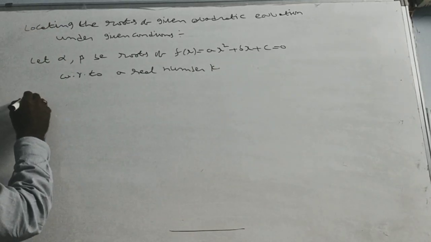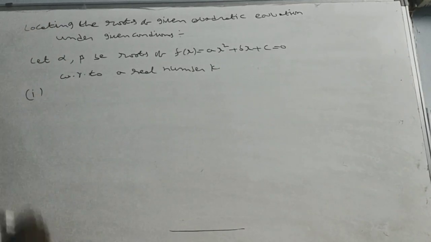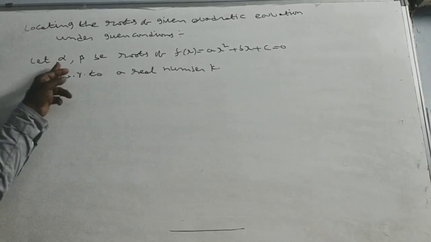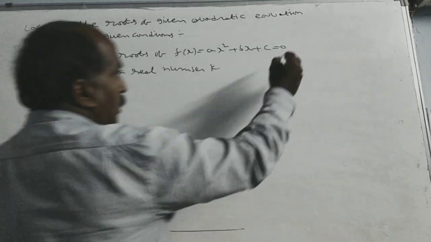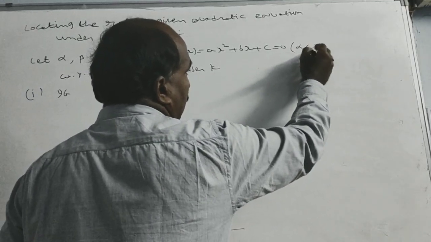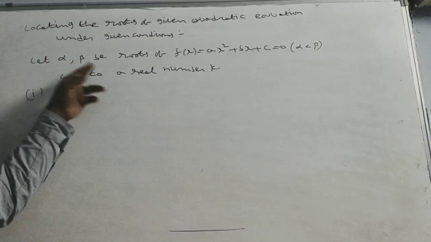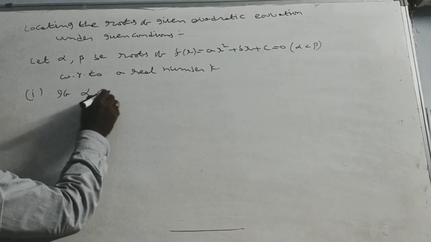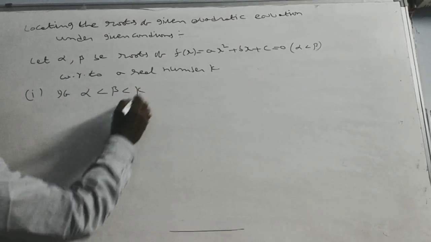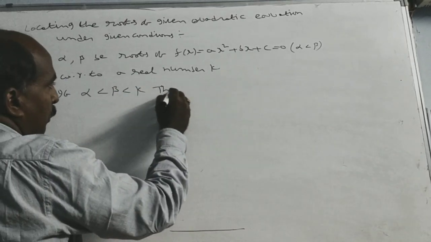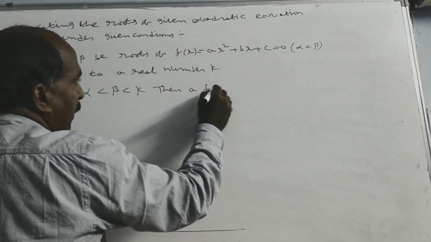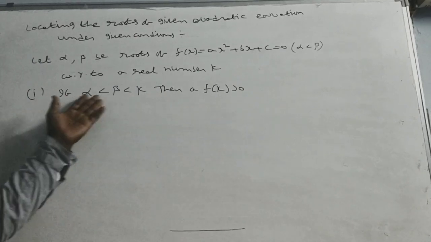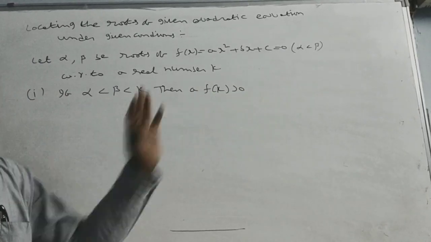First condition: if both alpha and beta, suppose alpha less than beta, are less than k, that is, if alpha less than beta less than k, then a into f of k is positive.